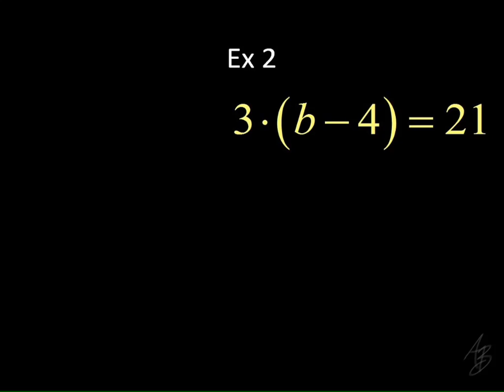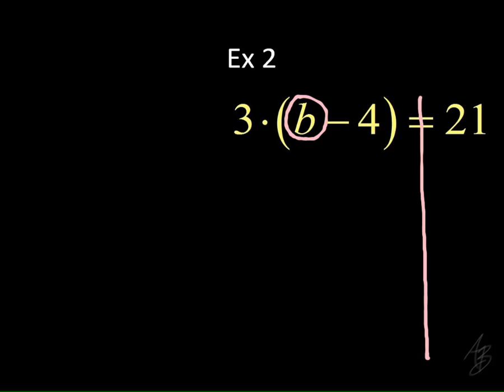I want to get what by itself here? I want to get the b by itself, so I'll circle that. And I want to remind myself that whatever I do on one side of the equal sign, I'm going to do on the other, so I'm going to draw that line there. So again, we have two things we have to get rid of. We have to get rid of the 3, and we have to get rid of the minus 4.